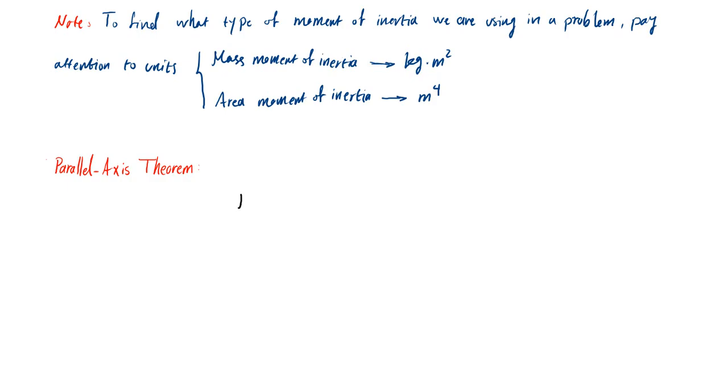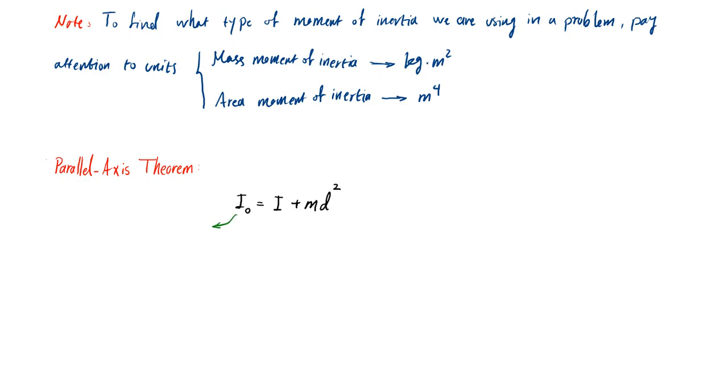The mass moment of inertia of a rigid body around some axis O that I don't know, let's say I'm looking for, is equal to the mass moment of inertia about an axis parallel to axis O plus the mass of the object times the distance squared, the distance between those two parallel axes. So let me put them all here.